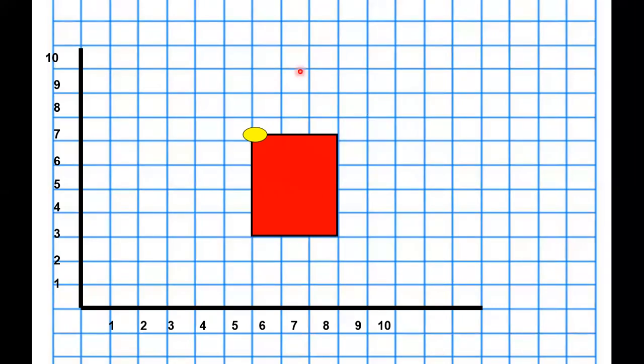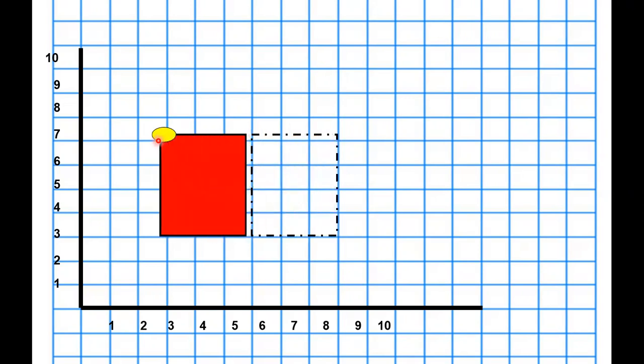Okay, let's move. So how many? It will be now 1, 2, 3. So meaning 3 squares left. Okay, that's it. So 3 squares left. Now the coordinate points now are new. So it will be now 6, 7, 3, 7, 3, 3, and 6, 3. Okay.